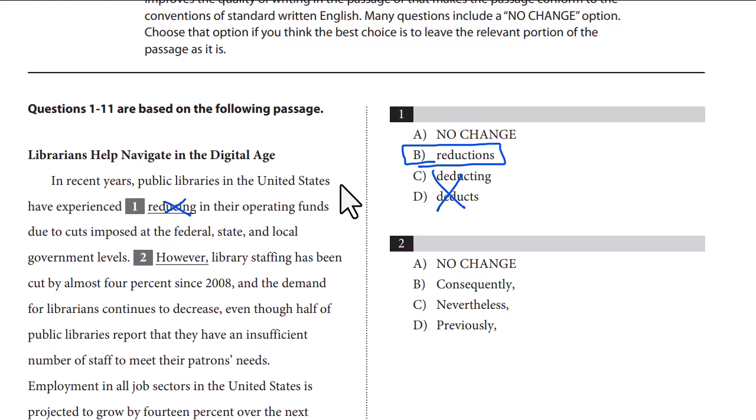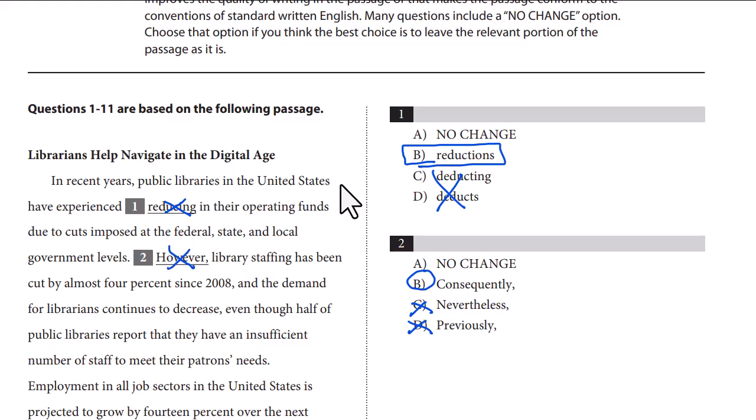Number 2. However, library staffing has been cut by almost 4% since 2008. Okay, so what's the relationship between the sentence before and this sentence? Is it contrasting? Before, they were losing their operating funds, and now staffing's being cut. So that's kind of a cause-effect relationship. So consequently, library staffing has been cut by almost 4% since 2008. That's because they lost their operating funds. It's not nevertheless, contrasting. It's not previously, looking back to the past. And it's not however, which is another contrasting transition.